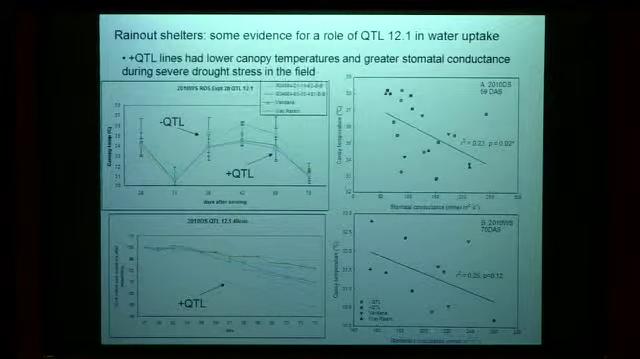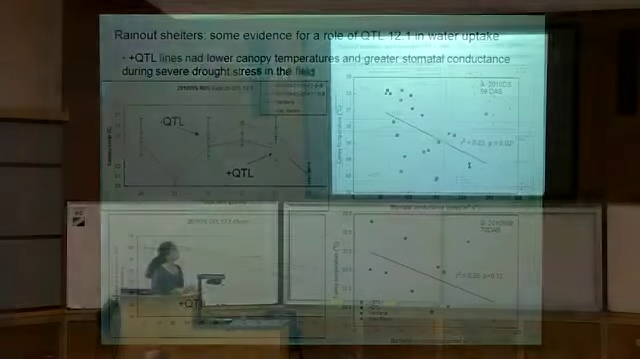So the plus QTL lines had lower canopy temperature than the susceptible parent and minus QTL lines, but not lower than the Vandana, which is the recipient parent. Same with soil moisture. One of the plus QTL lines was drying out the soil a lot more than others, implying improved water uptake, but the other plus QTL line wasn't. So it was not quite straightforward.